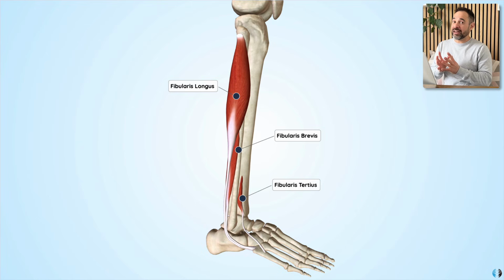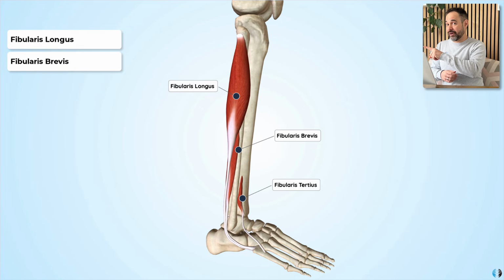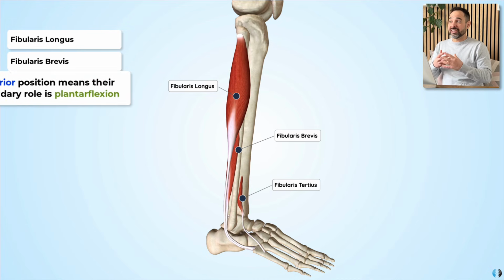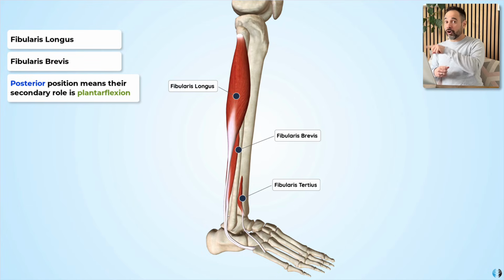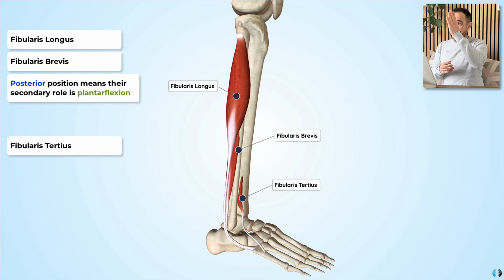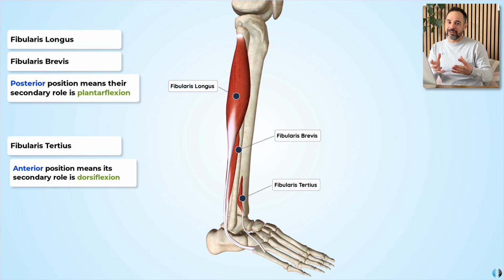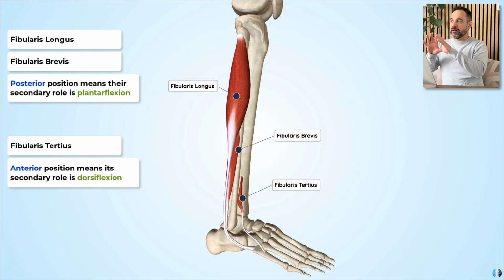The first is in relation to their actions. As well as all being everters, these muscles also have secondary roles. Because we can see how fibularis longus and brevis are posterior to the fibula, it tells us that the secondary role of these muscles is related to the posterior movement of plantar flexion. Whereas fibularis tertius runs anterior to the fibula, and therefore, as well as its role as an everter, its other role is related to the other anterior muscles because it also assists in dorsiflexion. So it's really important to know the position of these muscles relative to the fibula so you can remember those secondary roles.